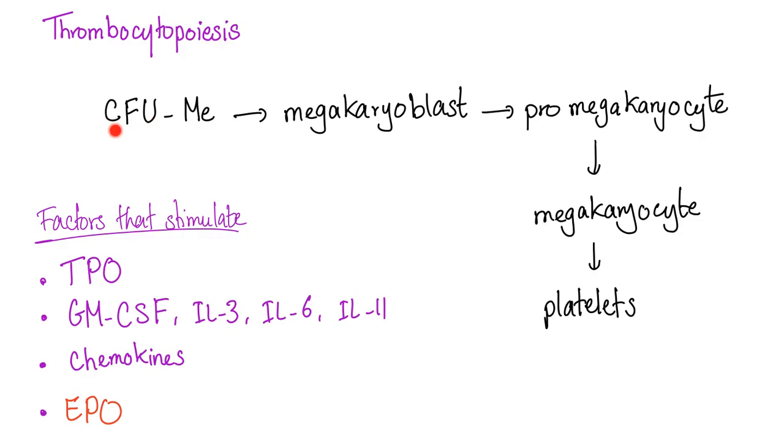Thrombocytopoiesis, the process of formation of the thrombocytes or platelets. We start with colony-forming units, then we have the megakaryoblast, pro-megakaryocytes, and then we have the megakaryocytes, and then we have the platelets.